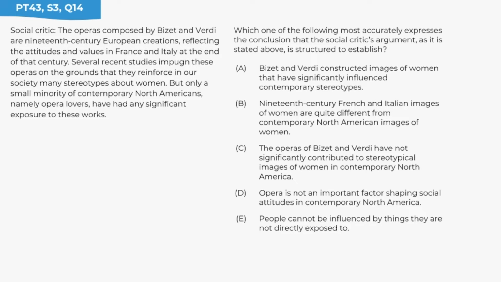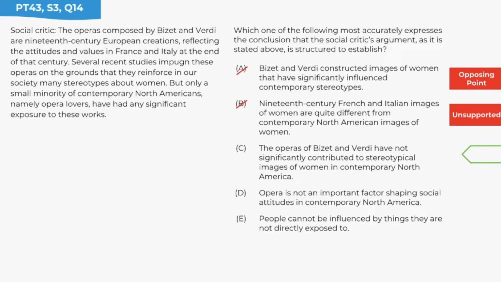Answer choice A says that Bizet and Verdi constructed images of women that have significantly influenced contemporary stereotypes. Wait a minute, the author just got done saying that it does not. That is what the studies are suggesting. So answer choice A is actually the opposite of the author's main point. This is the opposing point. Answer choice B says 19th century French and Italian images of women are quite different from contemporary North American images of women. That dichotomy, that comparison, that relationship is not actually expressed within the argument, so let's get rid of that. Answer choice C says the operas of Bizet and Verdi have not significantly contributed to stereotypical images of women in contemporary North America. That looks pretty good. Let's hold on to C.